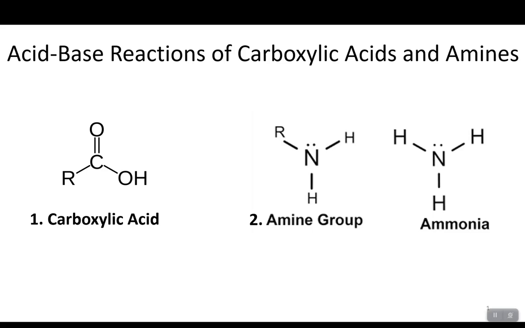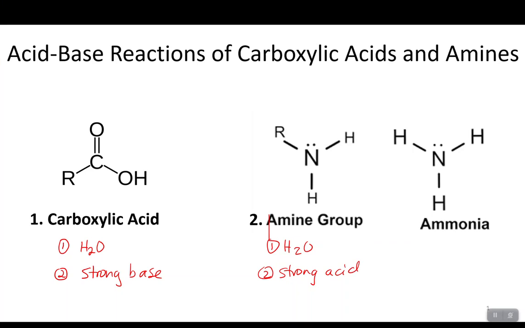In this video, we're going to talk about the acid-base reactions of carboxylic acids and amines. We are first going to look at carboxylic acids, where we're going to look at their reactions when they are dissolved in water, and then when they react with a strong base. For amines, we are also going to look at how they interact with water, and then when they interact with a strong acid.